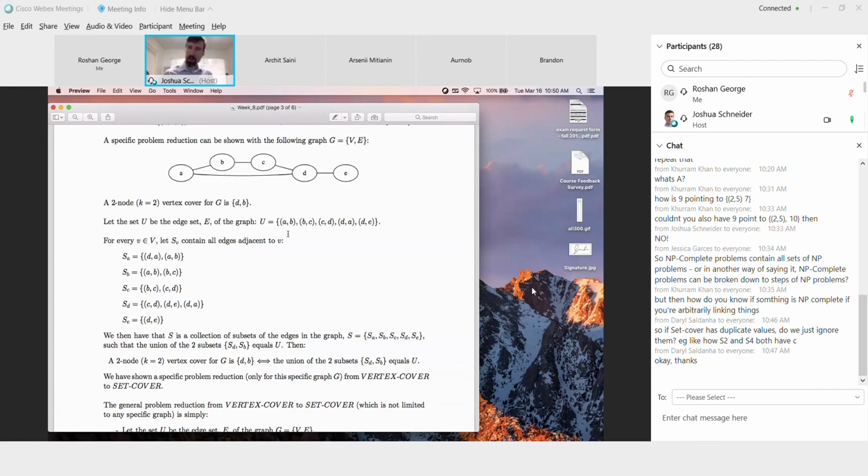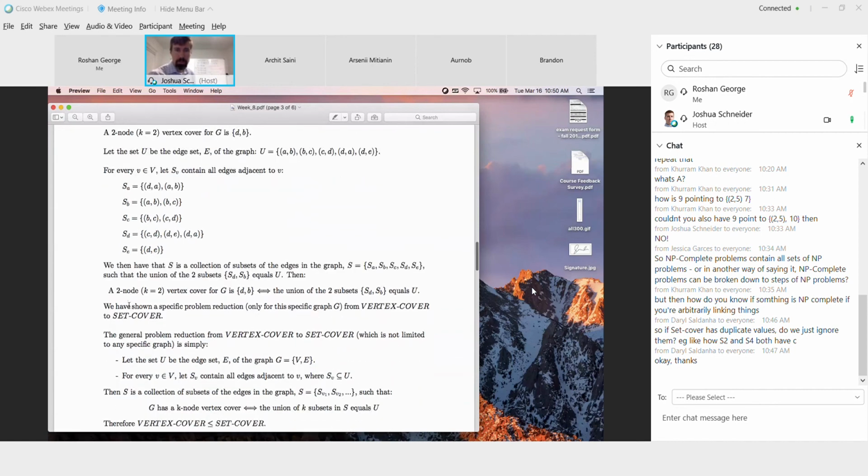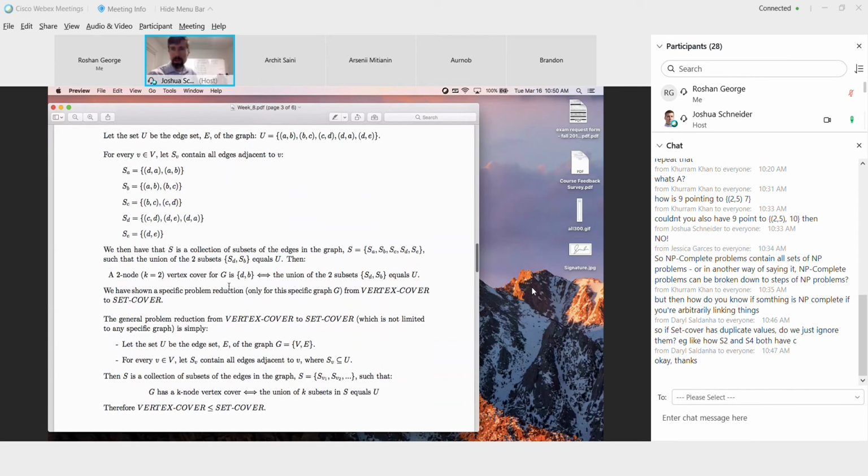So if I have an algorithm that solves set cover, I now run set cover to solve the vertex cover problem. My set cover algorithm will say the answer to this problem that you've given me as a set cover problem is SB and SD. Remember on the whiteboard, we found that it was vertex B and D. Formulated as a set cover problem, it's solved as the subset B and the subset D. And that is the specific problem reduction from vertex cover to set cover for this particular problem.